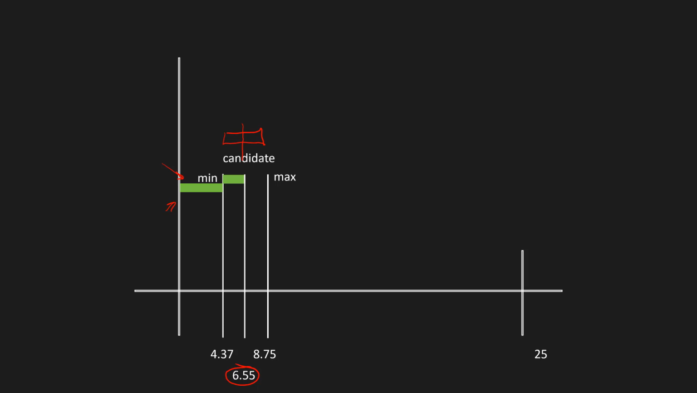6.55 squared is bigger than 25. So we set the candidate back to the maximum. And if we repeat the process many times, eventually we're going to arrive at calculations that are closer and closer to the square root of 25.